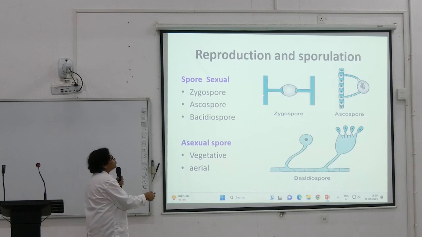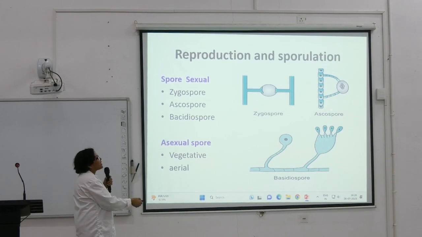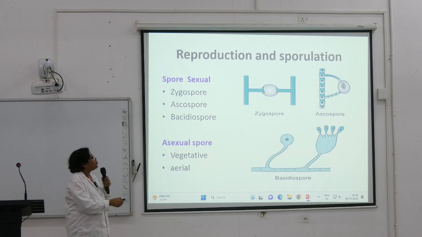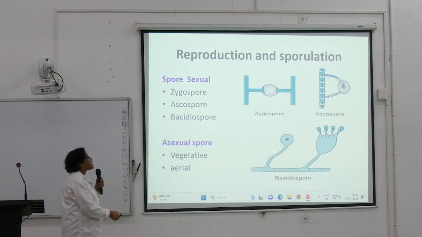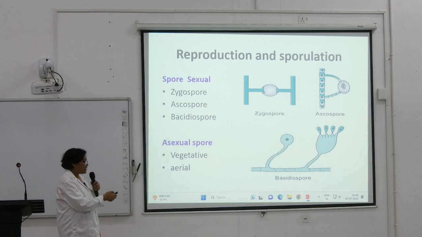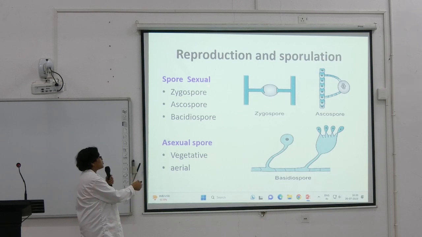Zygospore: there are two different, male and female you can think, and one spore is formed. Ascospore: ascus means bag, within this spores are there, so it is called ascospore. This is basidiospore. Basidio means there is a base, just like a flower. Within this, conidia is there, so this is called basidiospore. All these are sexual spores.